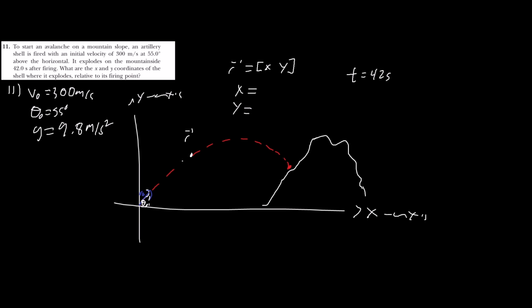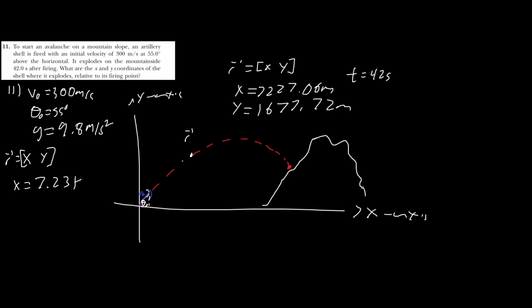So after 42 seconds, folks, x here, you're going to have the value of 7227.06 meters, and y being 1667.72 meters. I'm going to round this up. So r is going to be specifically the vector x and y. X is going to be the value of 7.23 kilometers. And y is going to be the value of 1.68 kilometers.